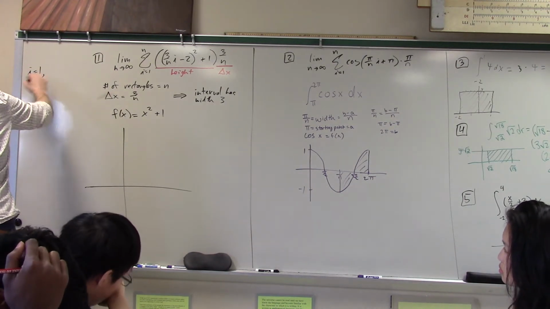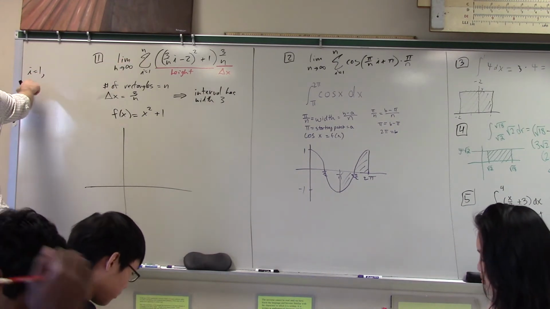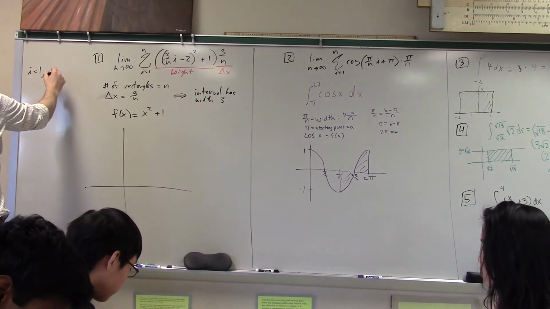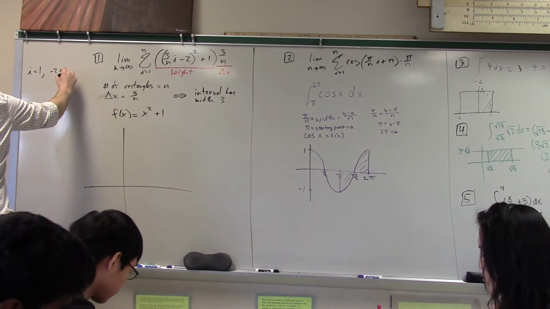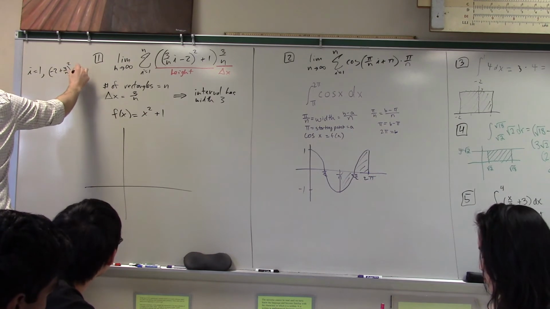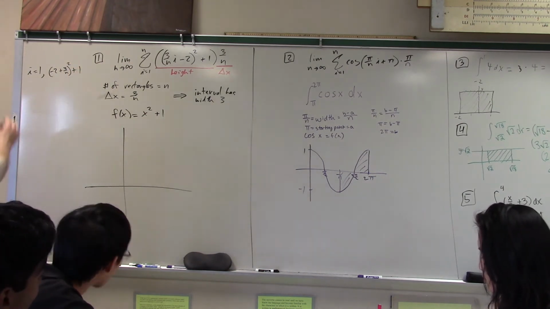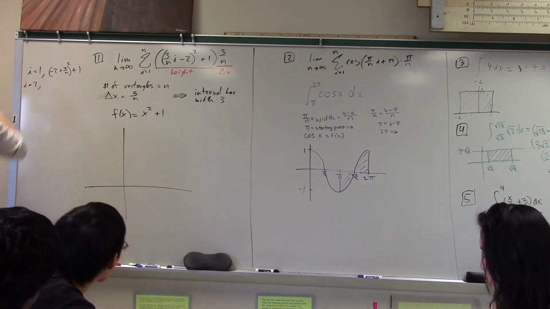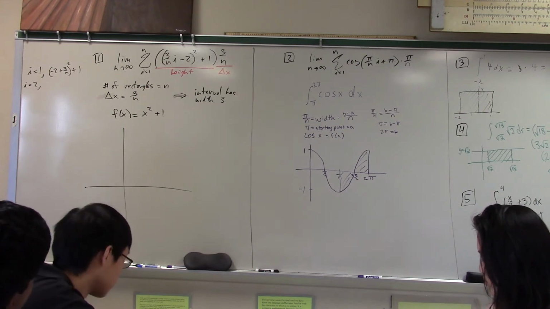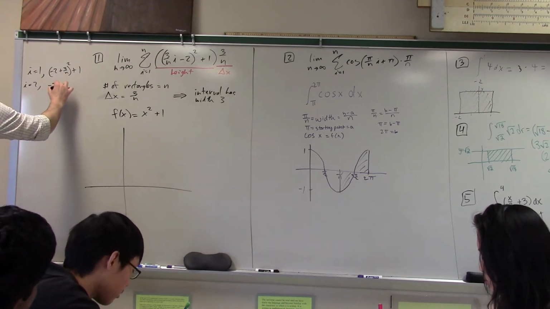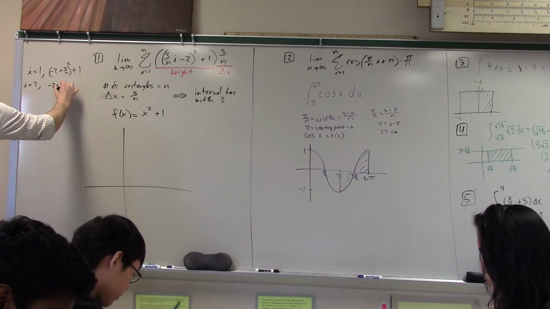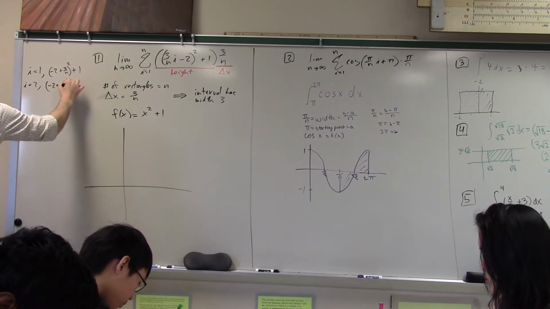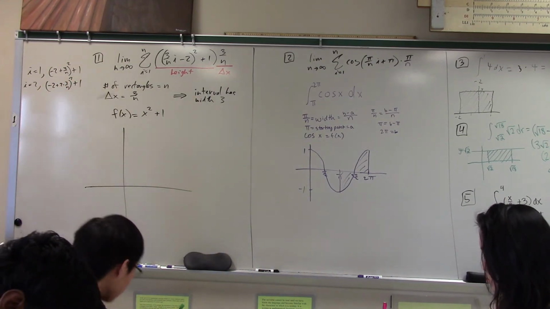When i is 1, what rectangle is it? Well, it's the rectangle -2 plus 3 over n, squared, plus 1 is the height of that rectangle. How about when i equals 2? What's the height? Well, it's going to be -2 plus 2 times 3 over n, squared, plus 1. Does this look familiar? Yeah.